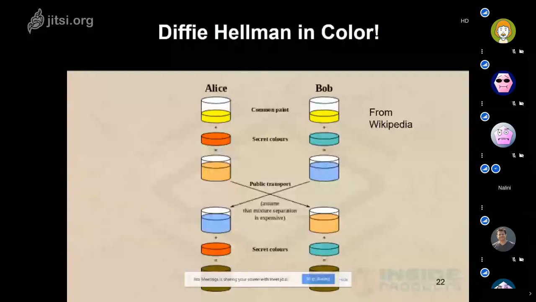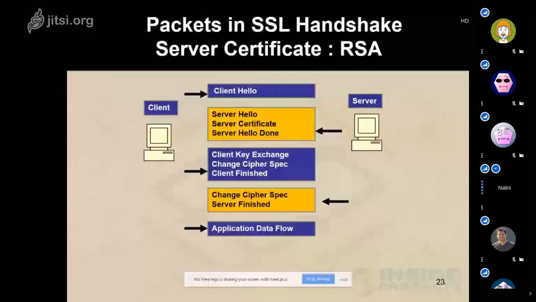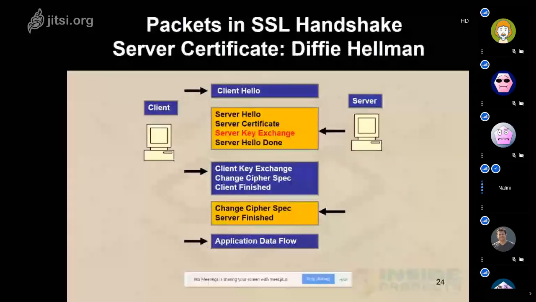So we've also got to change the handshake. Even in TLS 1.2 and below, you can use Diffie-Hellman. So this is a simplification of what the regular SSL handshake looks like using RSA. But you'll see now that with Diffie-Hellman, you've got the server key exchange.